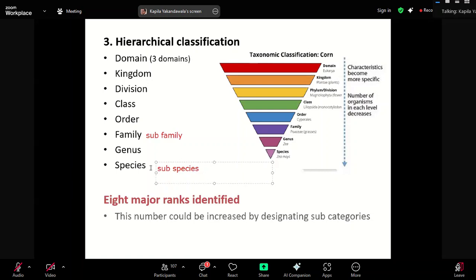Or you can add varieties. Likewise, this number could be increased by adding subcategories. Within the species, if you find variations, you can put them into subspecies or varieties. In most of the cultivated plants, we have different varieties, right?